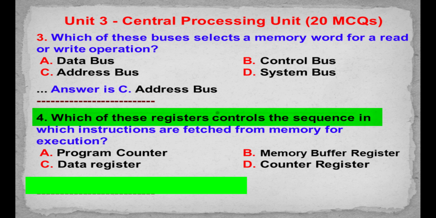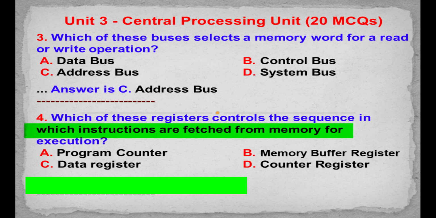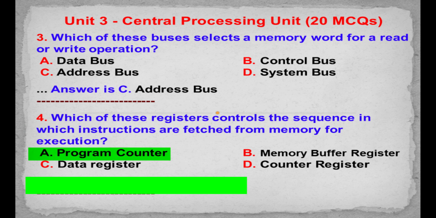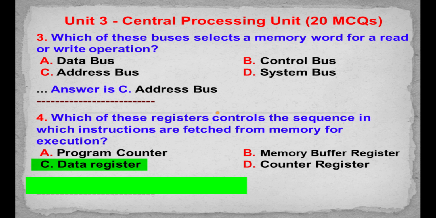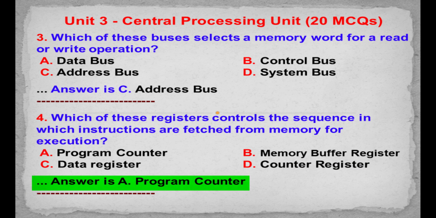MCQs number 4. Which of these registers controls the sequence in which instructions are fetched from memory for execution? Option A, program counter. Option B, memory buffer register. Option C, data register. Option D, counter register. Correct answer is option A, program counter.